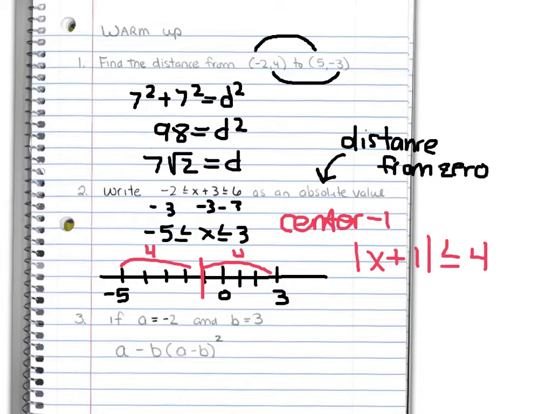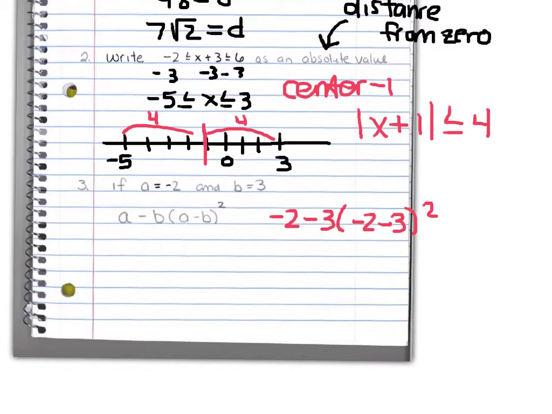For the last problem, it's just a matter of order of operations. You should have negative 2 minus 3 times parentheses negative 2 minus 3 squared. For your first step, you're going to do inside the parentheses, so negative 2 minus 3 times negative 5 squared. Keep in mind when you square a negative it becomes positive. Negative 2 minus 3 times 25. You simplify that, the answer is negative 77.